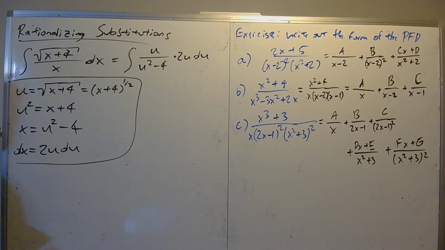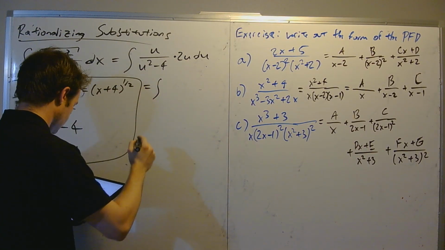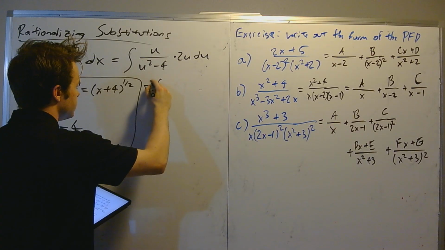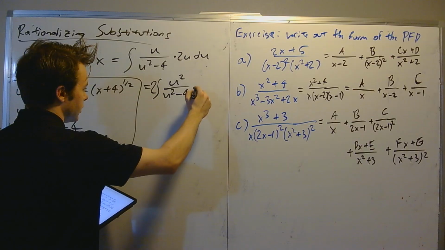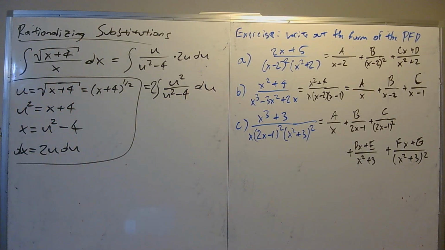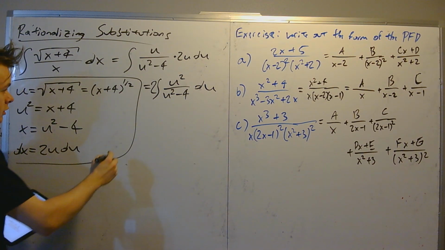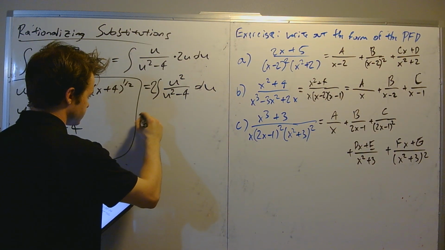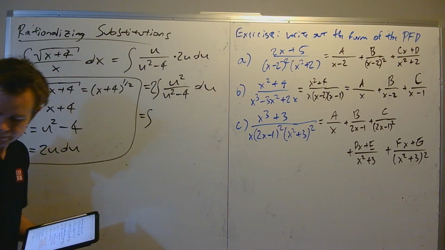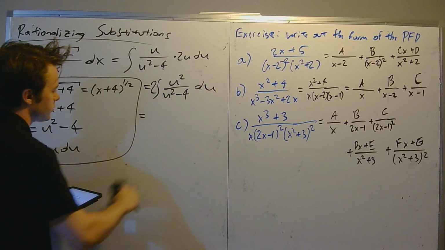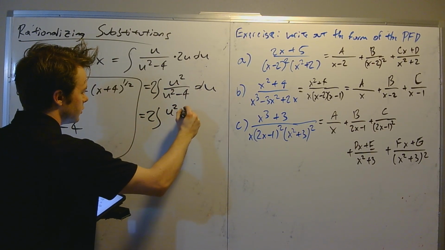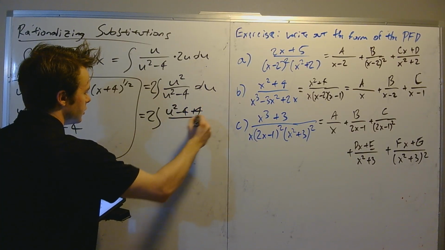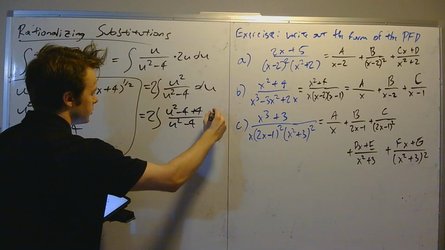Okay, so now we can rewrite this as 2 times the integral of u squared over u squared minus 4 du. We don't quite know how to solve this integral yet, but I'm going to use a little trick. I'm going to rewrite this as 2 times the integral of u squared minus 4 plus 4 over u squared minus 4 du.